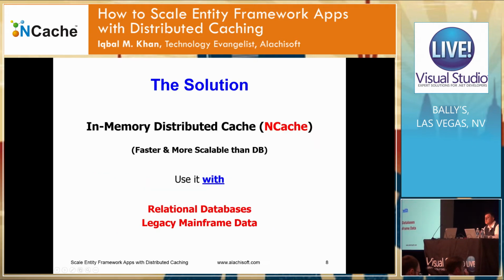So the answer really is a distributed cache. NCache is one example of that. There are other caches also. Redis is being used by Microsoft in Azure. A distributed cache is distributed, and that's why it's scalable. And the nice thing is you can use it with a relational database or your legacy mainframe data. You don't have to abandon those databases.